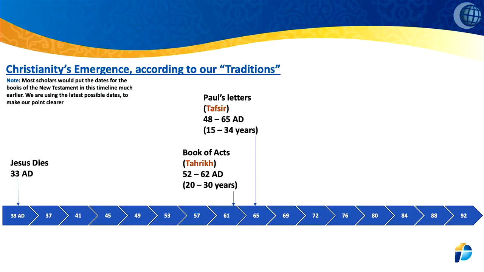Following that, we get the tafsir. Paul was killed in Rome in 65 AD. So between 48 and 65, I'm giving the most liberal dates, I know it's much earlier, but let's just go with those dates, between 48 and 65 AD, he writes down his letters to Ephesus and to Philippi and to Corinth. He writes the amazing theological treatise to Rome, called Romans, that we have today. This would have been written within 15 to 34 years of Christ's death. Liberal dates, I know, but nonetheless, see my point.